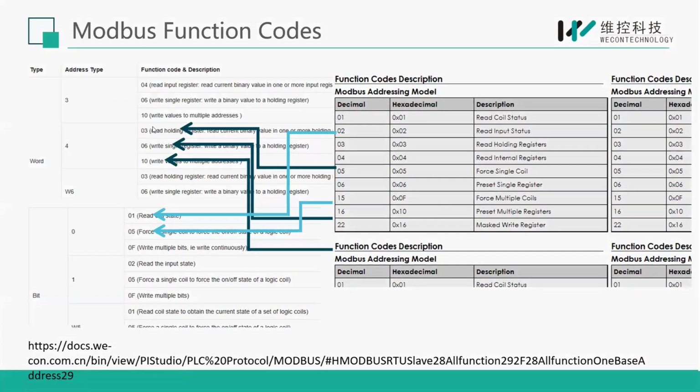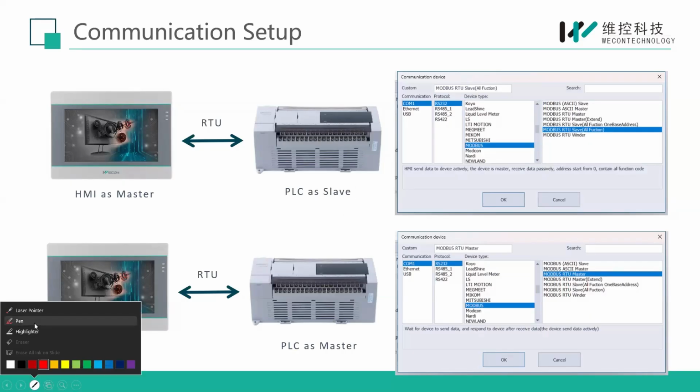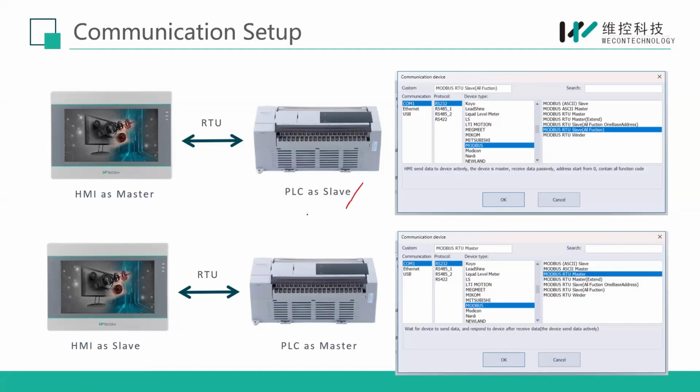And the next one is the communication setup. Many times you have the same question: if the HMI is a master, then what do we select in our HMI program in communication? I told you that if your HMI is a master device, and a PLC or any controller, suppose you have an MFM meter, this is your MFM meter, they are slave devices, and the HMI is a master. This is the way you have to set the HMI communication setting.